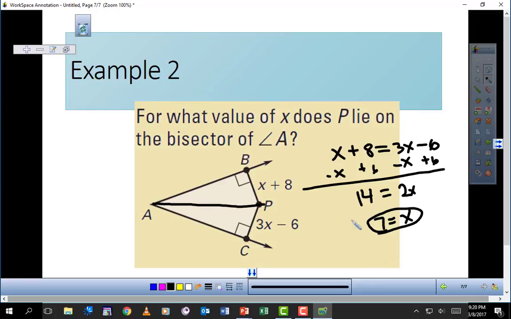Now only a bozo stops there. We don't stop there. We try to answer what we're being asked. It says, for what value of x? Oh, well, we did find that. We found the value of x right here. X is equal to 7. So there you have it.